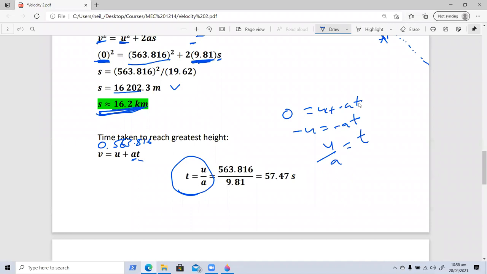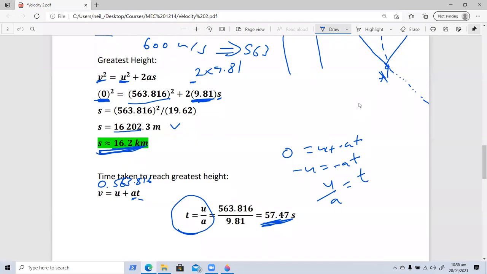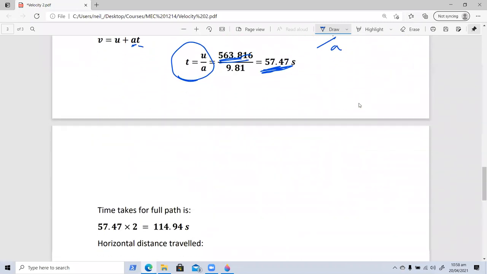Good. So U, 563.816 divided by 9.81. Plug that into a calculator, we get 57.47 seconds. And that's the time taken to reach the greatest height. Now notice again that we use 563.816 because it's the vertical component, and the vertical component is what deals with height.